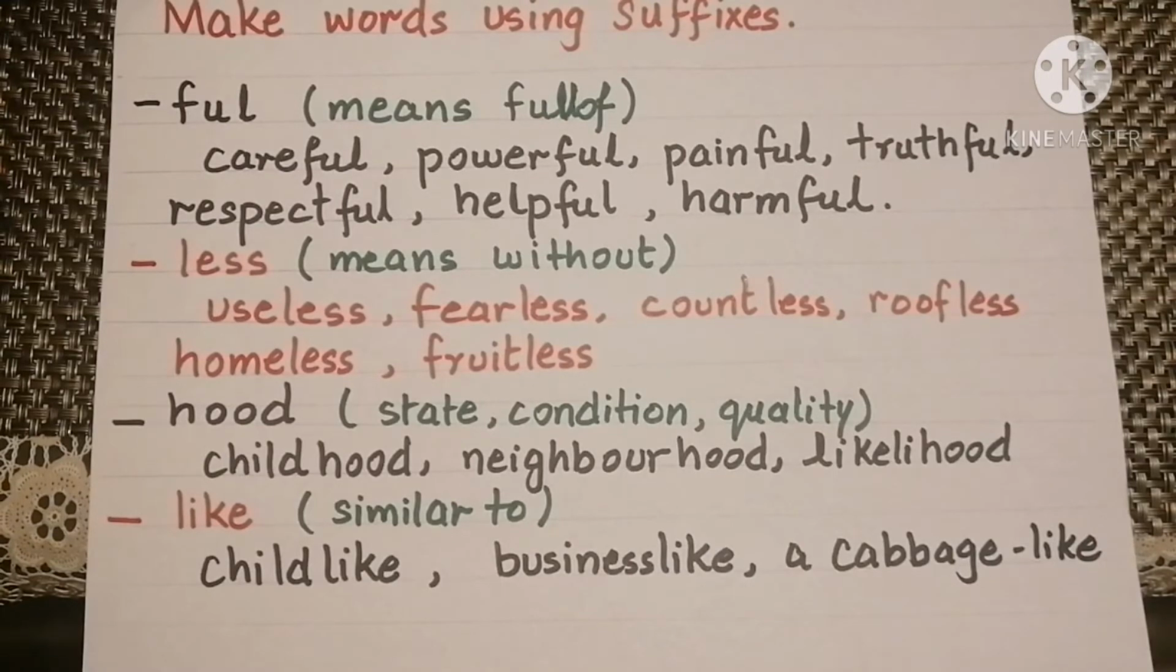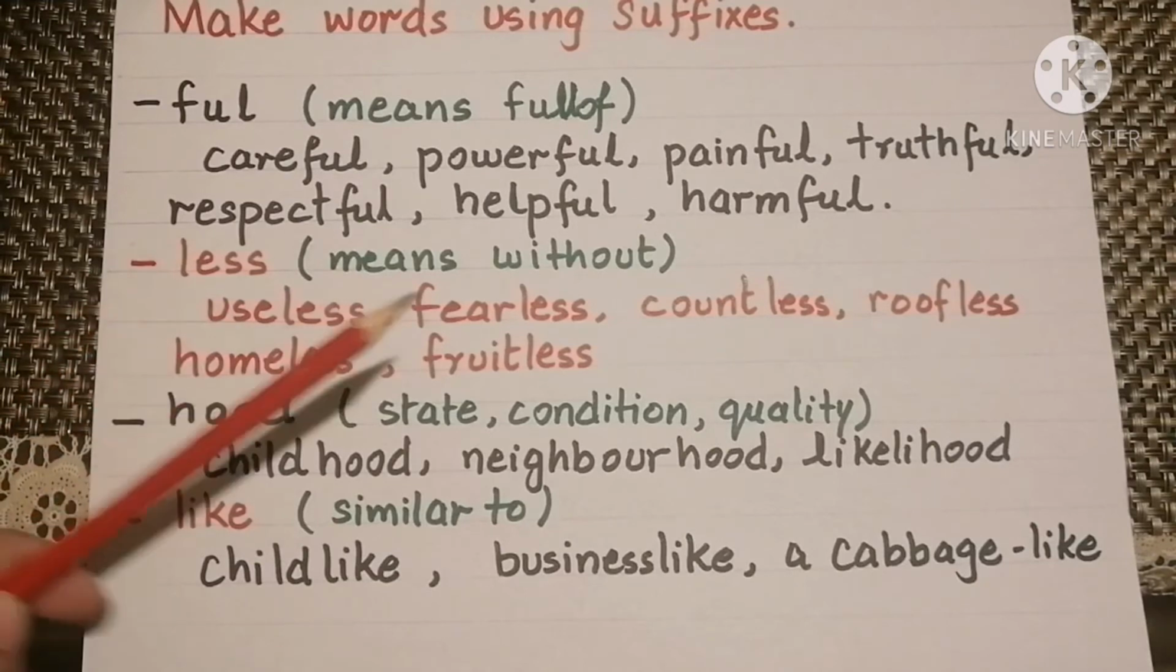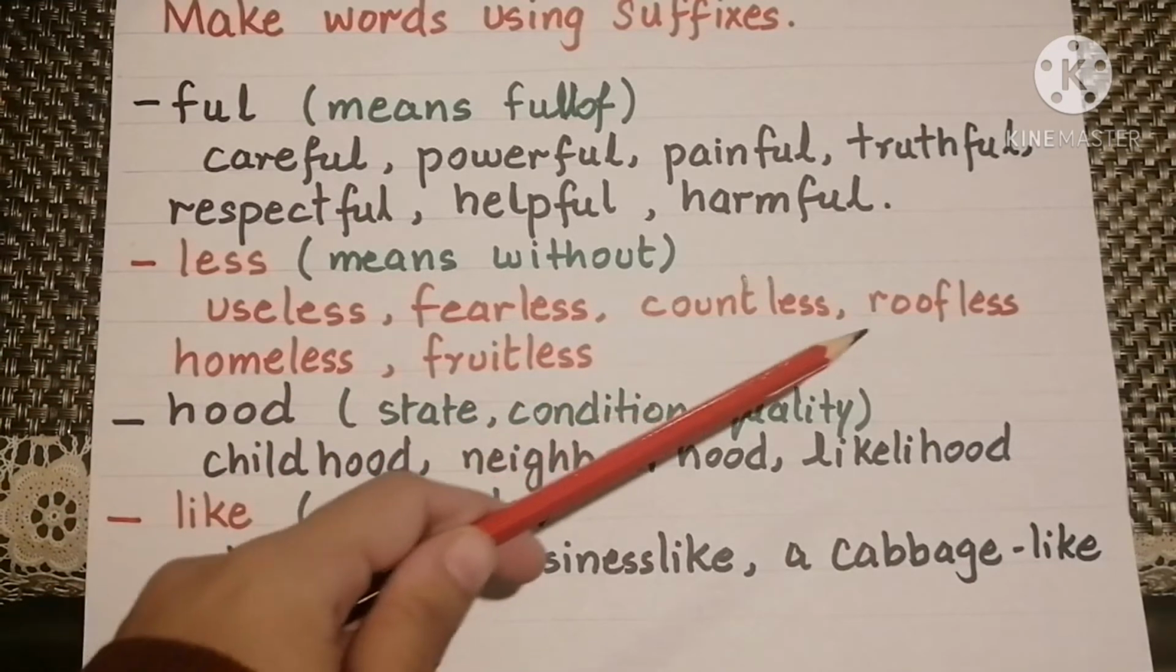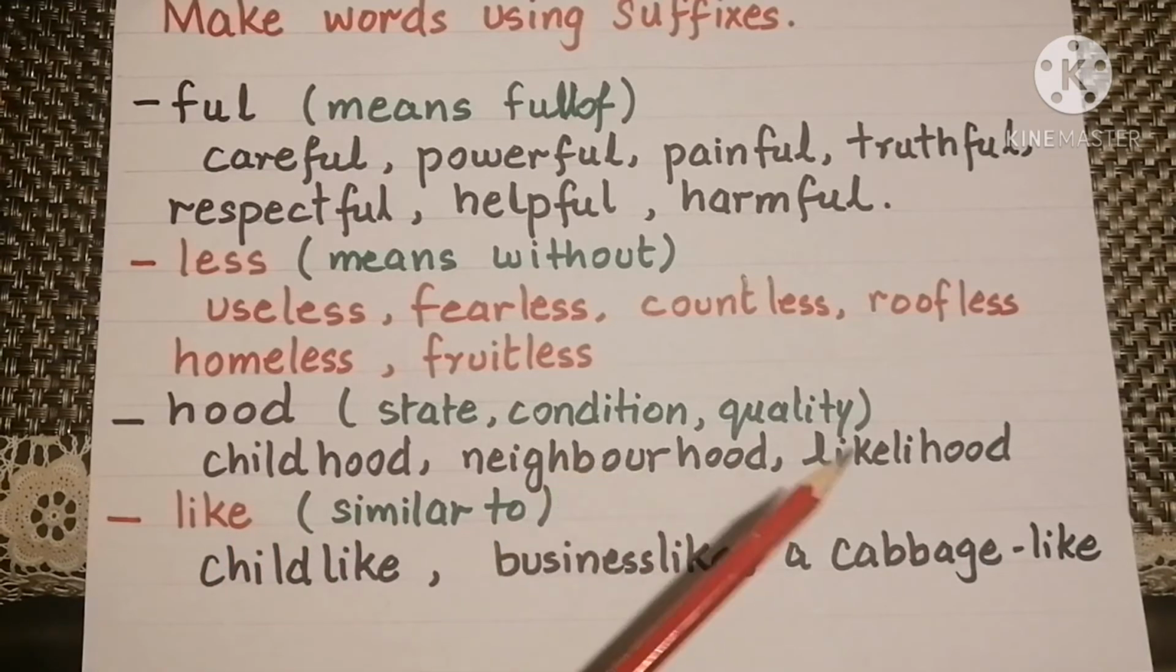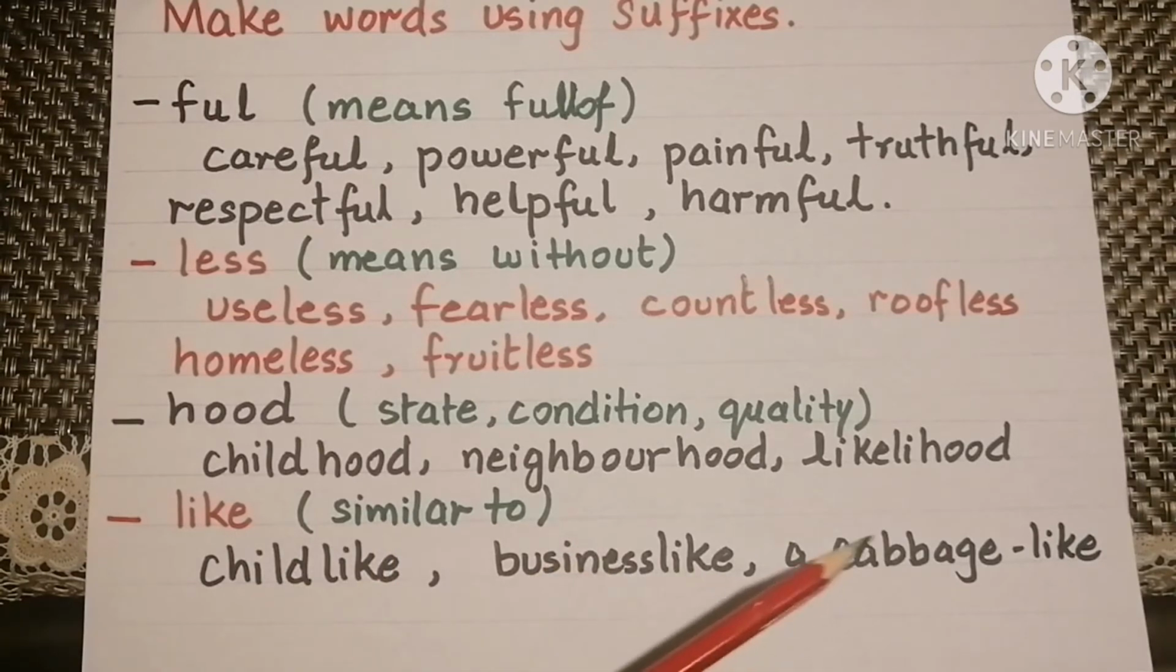Let's make some words using suffixes. Suffix full means full of: careful, powerful, painful, truthful, respectful, helpful, harmful. Then less means without: useless, fearless, countless, roofless, homeless, fruitless. Then hood: state, condition or quality: childhood, neighborhood, likelihood. Then like means similar to: childlike, businesslike, cabbage-like.